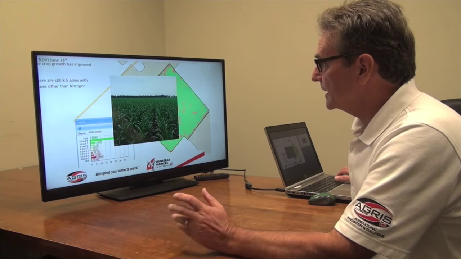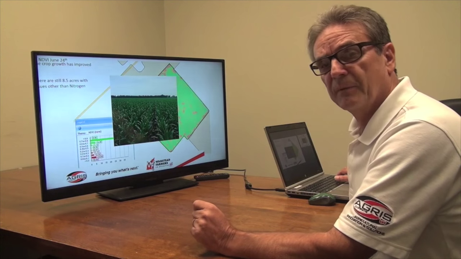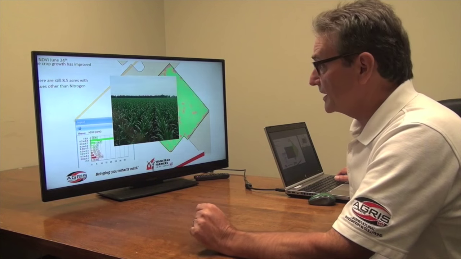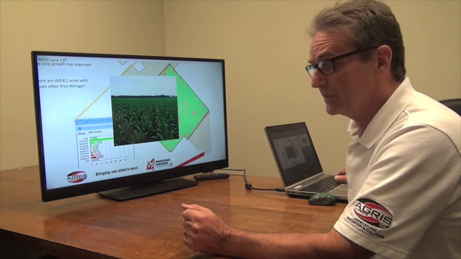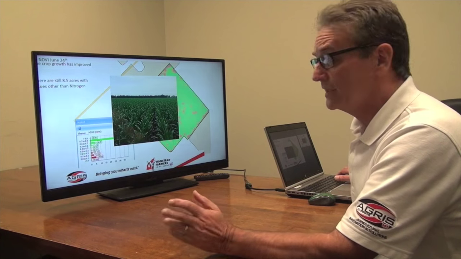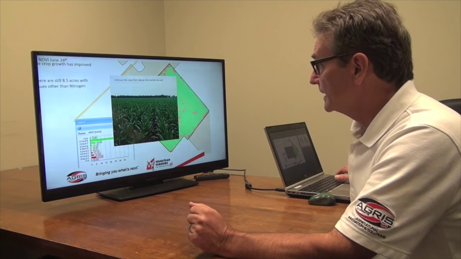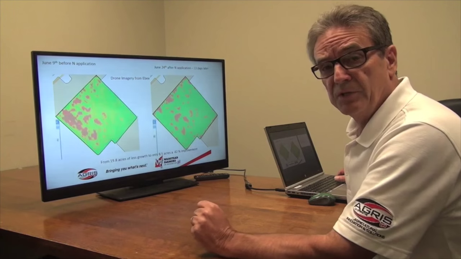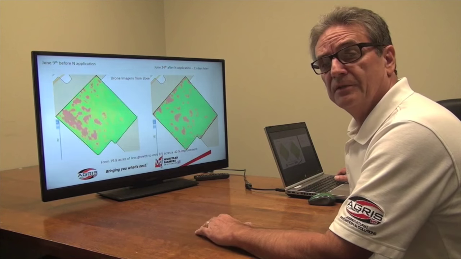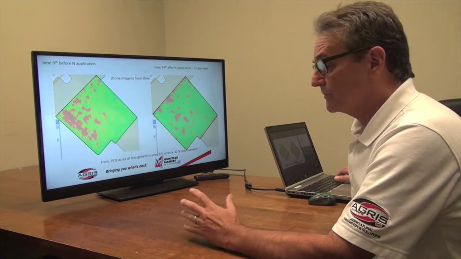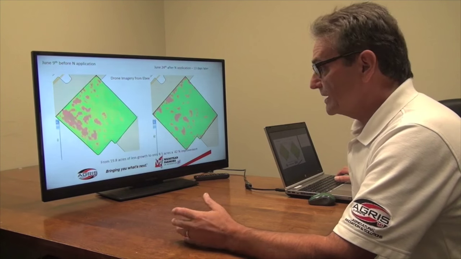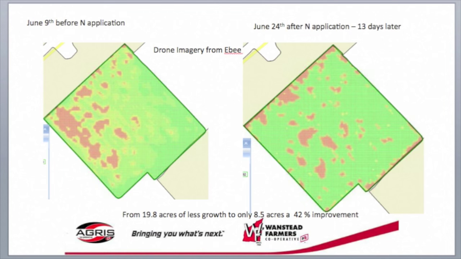And again, when we look in the field, this is what you would see from ground level. So you may think things are looking okay and no variability, but obviously there was lots of variability, and so an opportunity to do something differently. And so comparing the two maps on June 9th on your left and June 24th on your right, we definitely see an improvement in growth. Very gratifying to see it, but also some other opportunities to do a better job with some additional agronomy expertise in this field and doing a little more in-depth scouting.